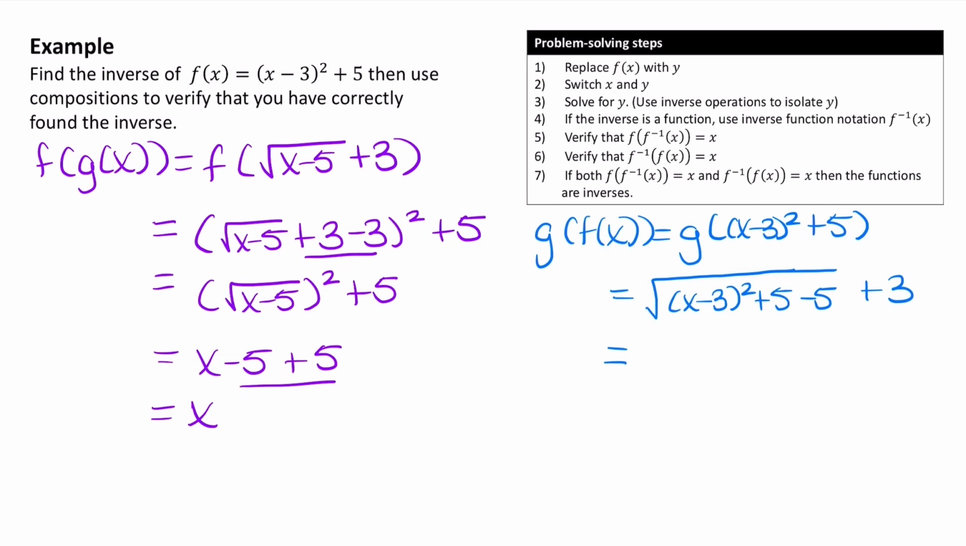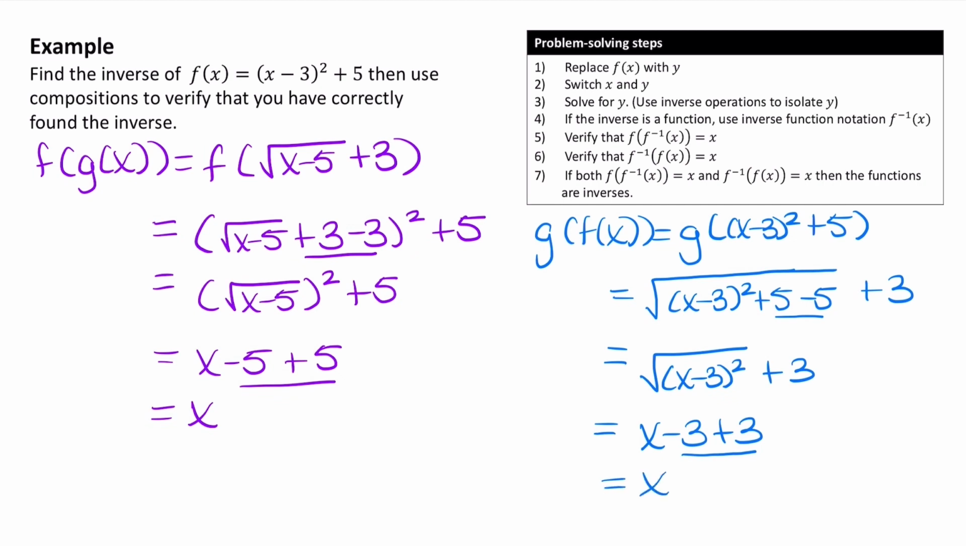Okay, so let's work with what we have going on under the square root first. So we have plus 5 minus 5. That's going to make 0, so I can cancel those out. So I have the square root of (x minus 3) squared plus 3. Well, once again, notice I have these two opposite operations, right? I'm squaring something and I'm taking the square root of it. So that's going to cancel itself out. And I'm going to have x minus 3 plus 3. And then my minus 3 and plus 3 are going to make 0. So that's going to leave me with just x.